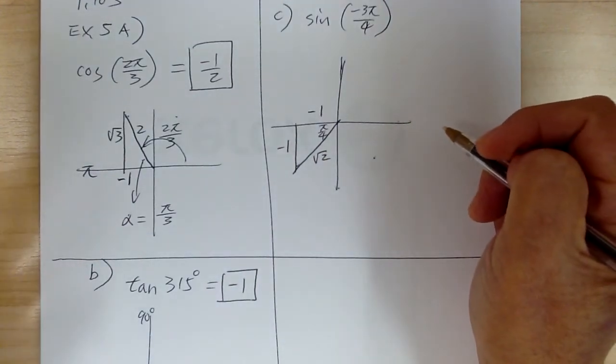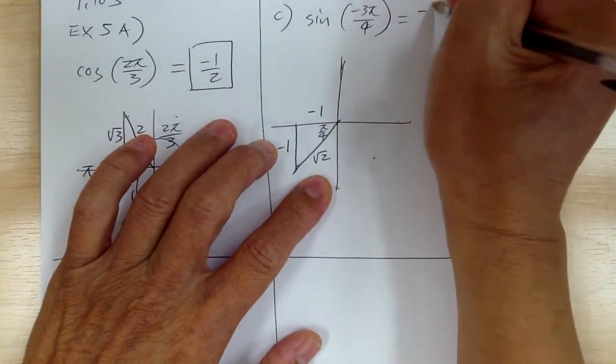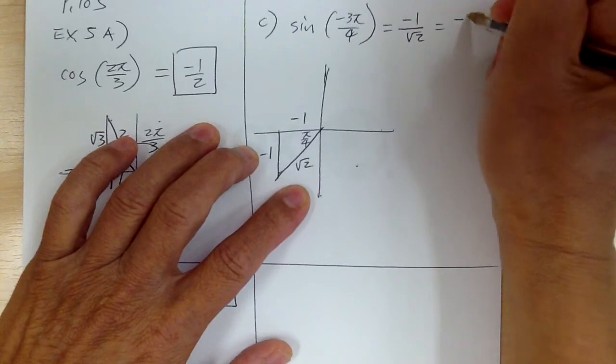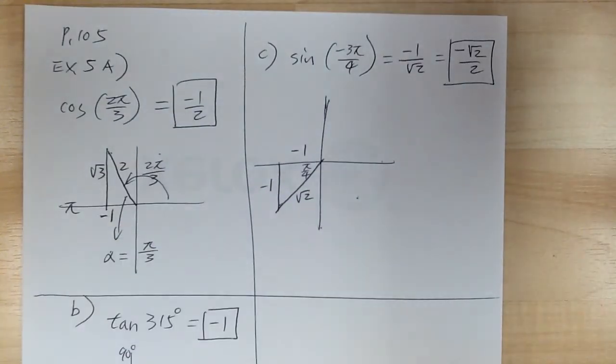So now the sine is vertical. Sine is vertical over hypotenuse. So you go to negative 1 over square root of 2, which is equal to negative square root of 2 over 2. Okay. Okay, now let's go to D.